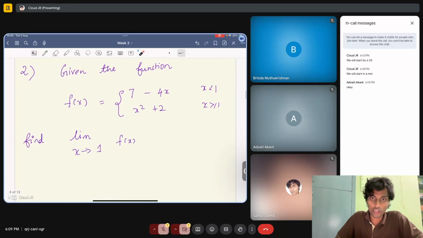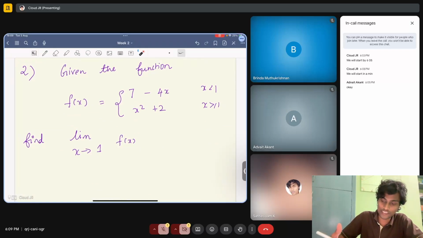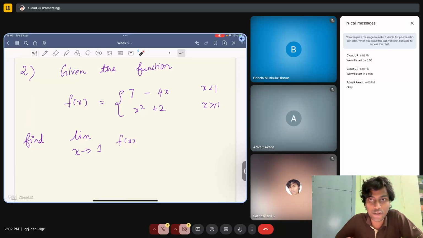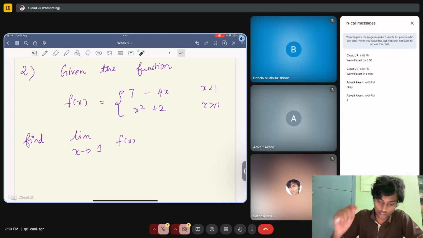Okay, so let's move on to the second question. The first one is actually quite easy. It starts with the easy questions, and as we proceed, we will see some more interesting ones. So this is the second one. You can answer it if you want. Okay, so you said it's 3. Okay, let's see. So we're looking at the limit as x tends to 1 of this function.